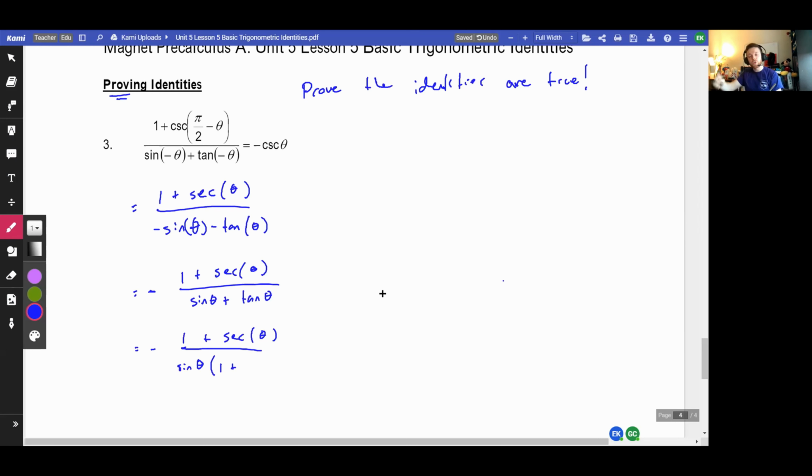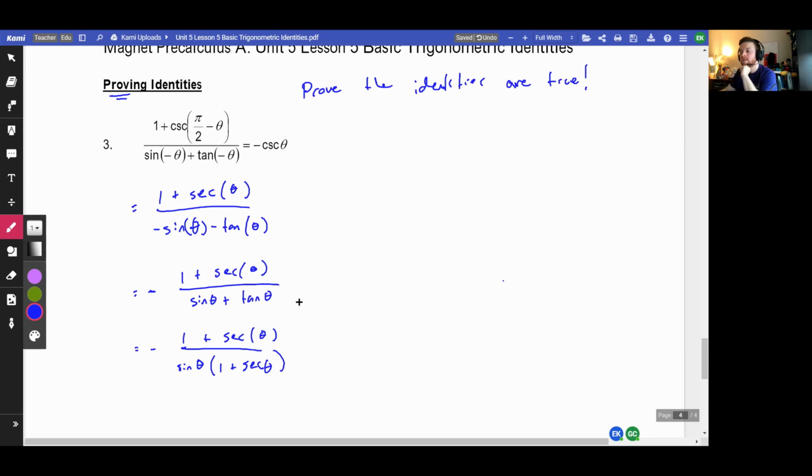Oh, so were you looking to the future? Like you saw the numerator as 1 plus secant, so let's try to make the bottom also 1 plus secant? Look at what you have, and then see if you can generate that somehow. That's a really good tip.